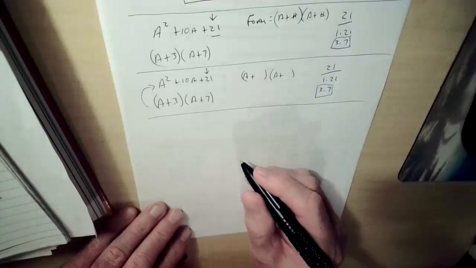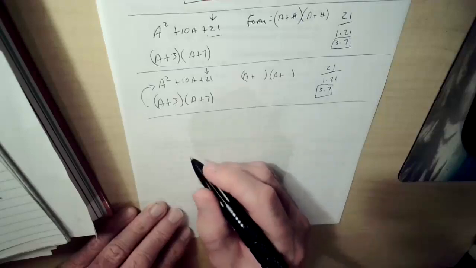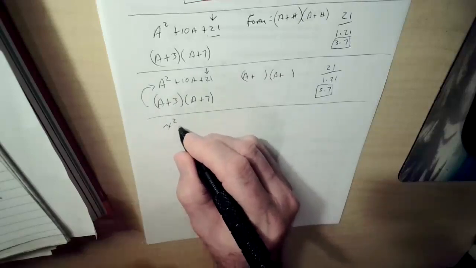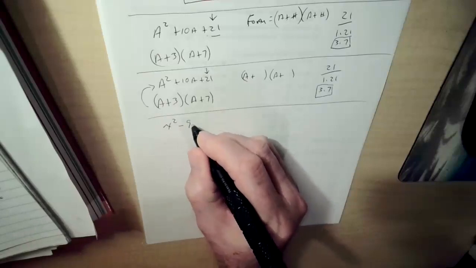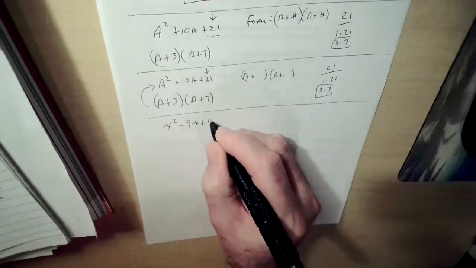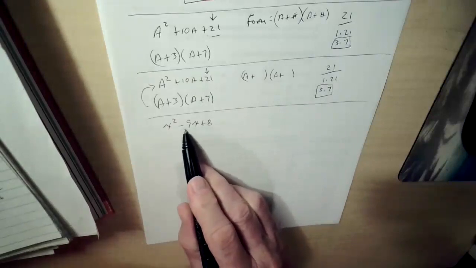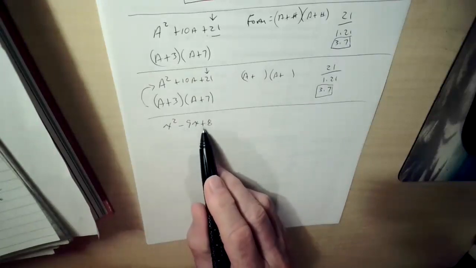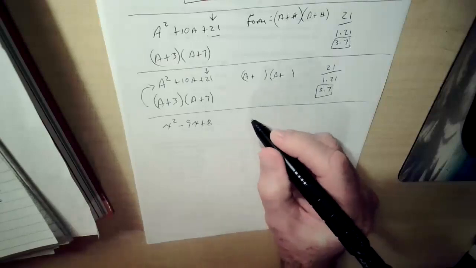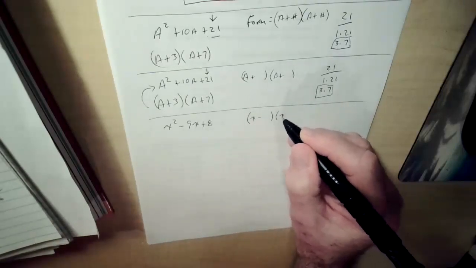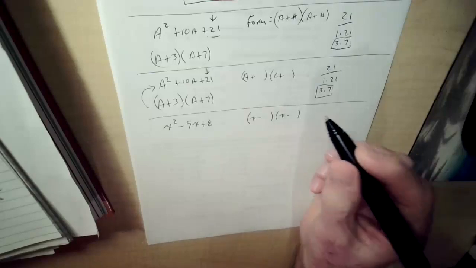Let's see if I can find an easy one here. Okay, how about this? X squared minus 9x plus 8. Now when the linear term, the middle term is negative, and this one's positive, this is going to be x minus something and x minus something.